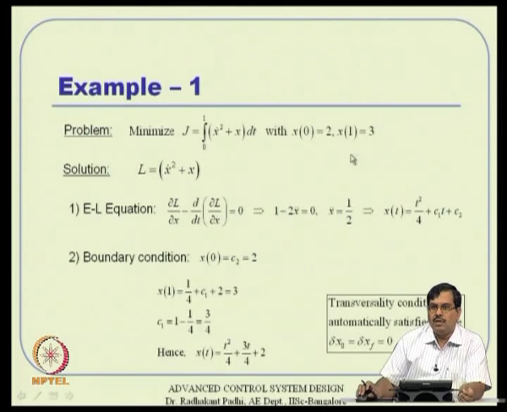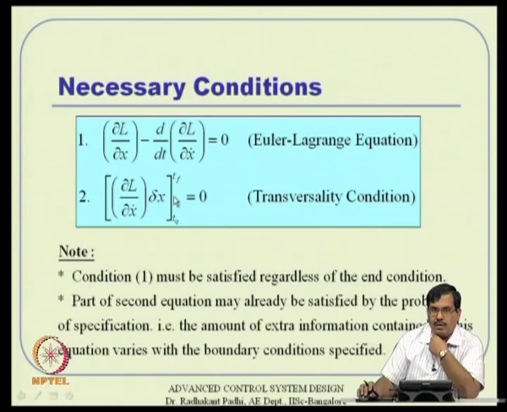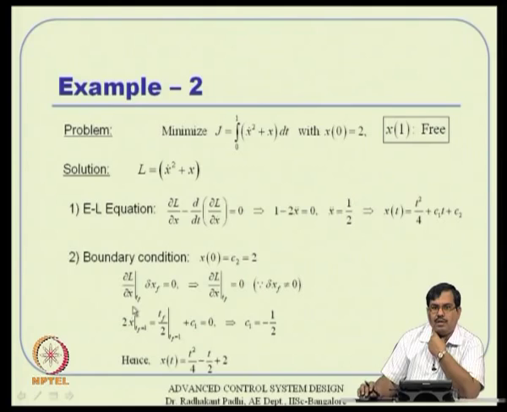So what do you do? Then we exploit the transversality condition. We go back to that and say, okay, we have that weapon here, we will try to apply that. And we will apply it only at Tf, because at T0, delta x0 is 0 anyway, that does not give us any further information. So we will apply that here: delta x times del L by del x dot, evaluated at Tf, has to be 0 for all variations of delta xf, and obviously that means that the coefficient has to be 0.